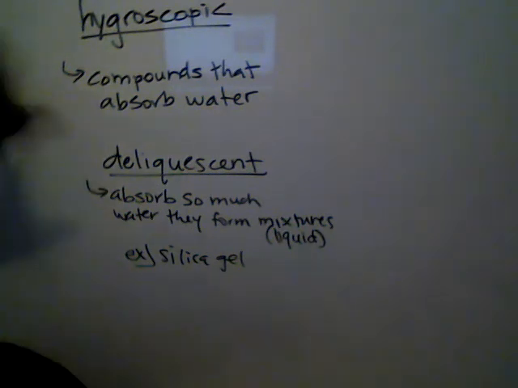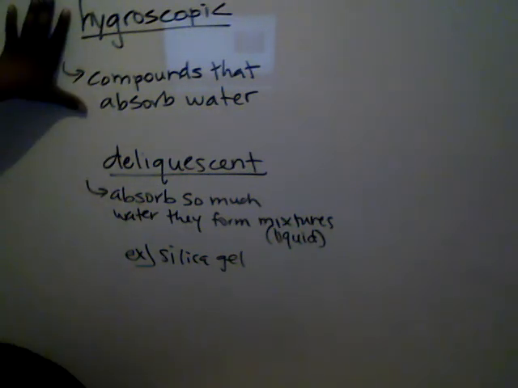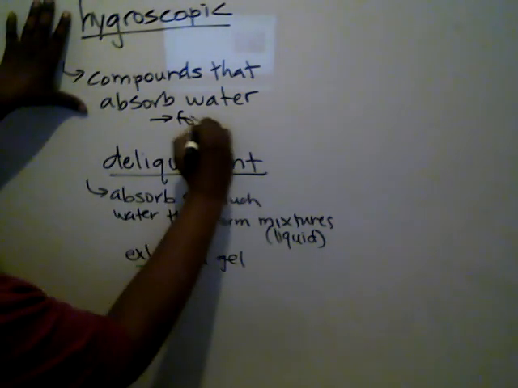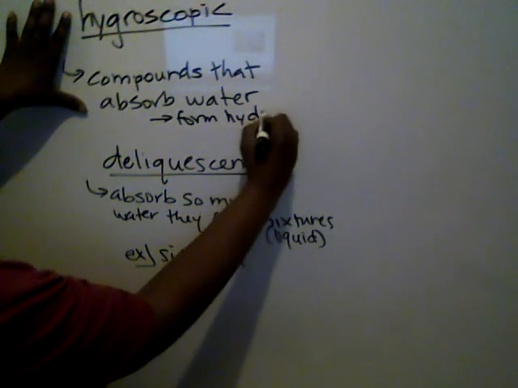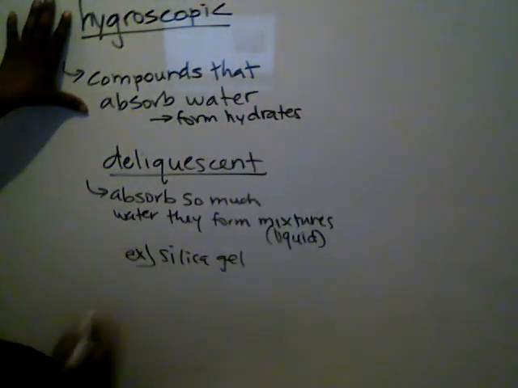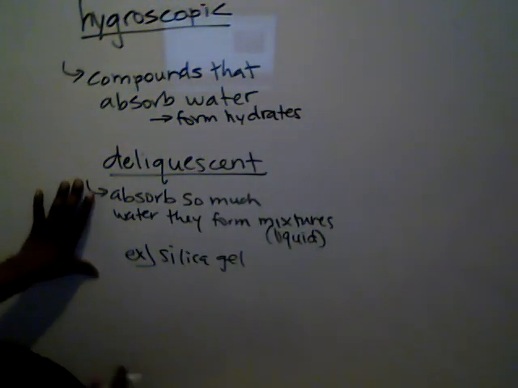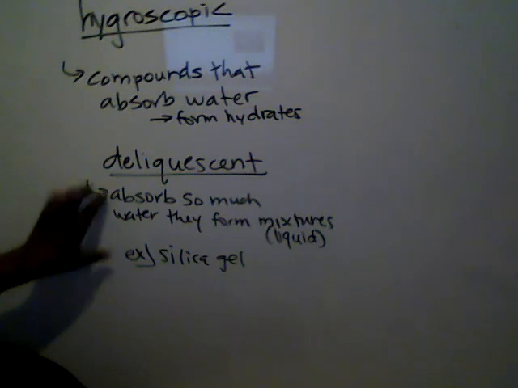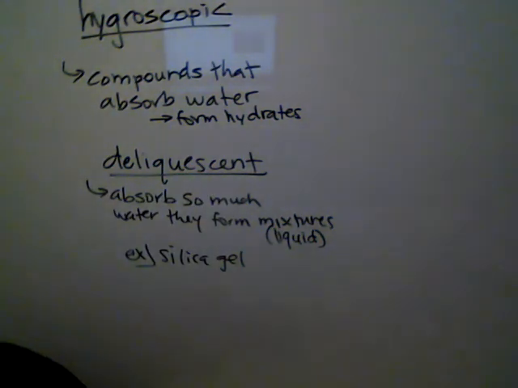So just to recap, hygroscopic is anything that can absorb water, and a lot of compounds can actually absorb water, and when they do that, they form hydrates. So they can absorb water and still be solids, but if they absorb so much water that they actually turn into liquid mixtures, we say that they're deliquescent compounds.